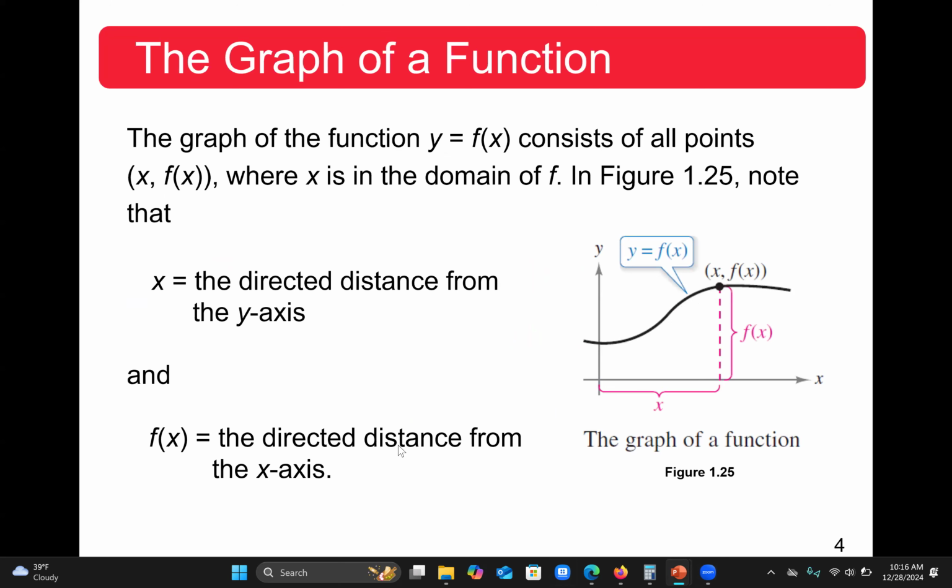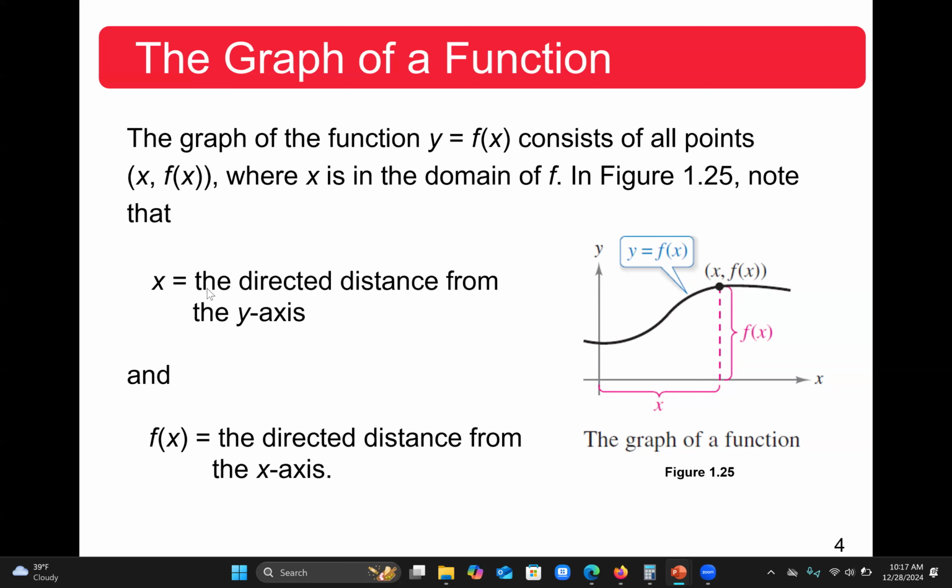So here we say a graph of a function y equal to f of x may consist of all points x and f of x, where x is in the domain of the function. As shown in this diagram here, we have a graph of a function which is y equal to f of x, and all the points here are x and f of x, or we say x and y. As in our previous lectures, this is again a two dimensional graph. We have only x and y, so each point has an x and y coordinate.